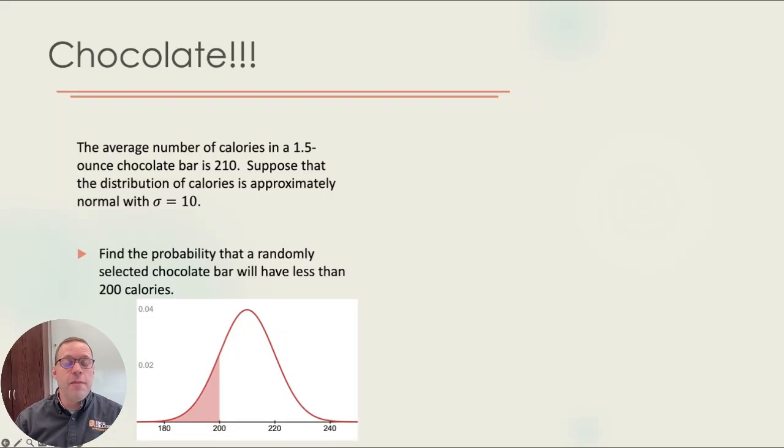Here is a setup that we're going to see over the next few videos. We have an average number of calories in a 1.5 ounce chocolate bar of 210 calories. Now, suppose that the distribution of calories is approximately normal with a standard deviation of 10 calories.